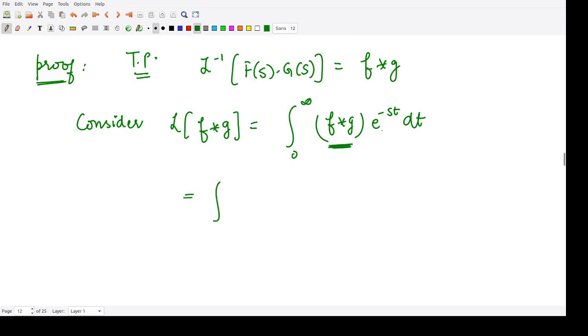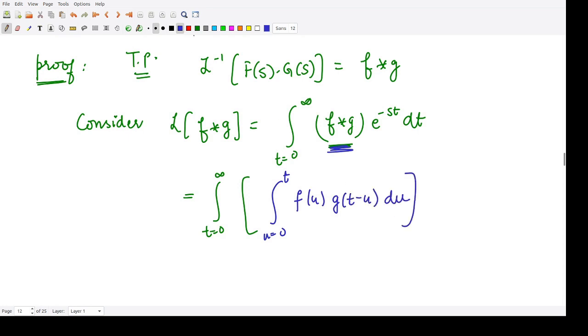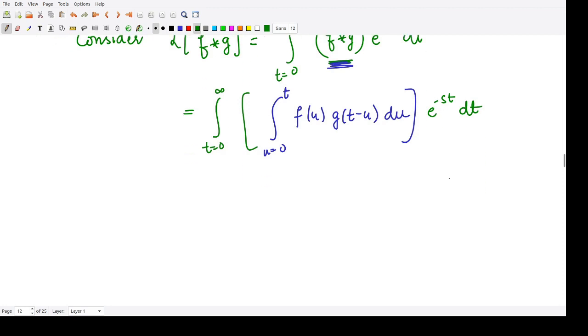Here these are the limits of t, so t varies from 0 to infinity. Now we will apply the definition of f star g. It would be the integration from 0 to t of f of u, g of t minus u du, and the remaining part as such, e to the power minus st dt. So this is the result that we have. Now here the integration is performed firstly with respect to u and then with respect to t.